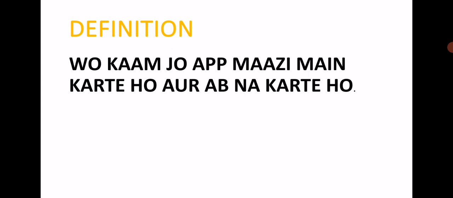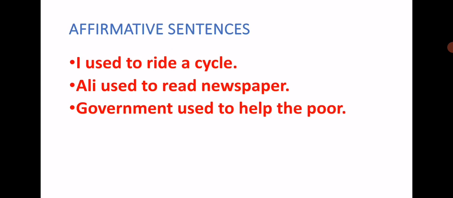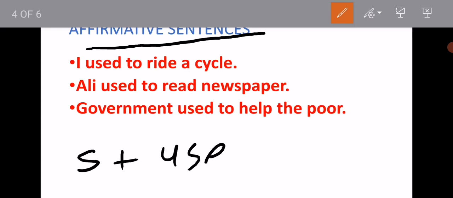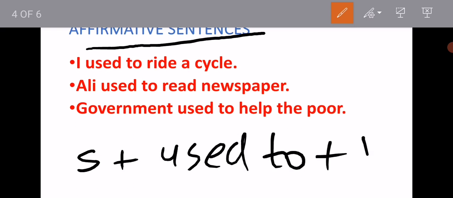Now, let's move on to the syntax. I mean, what is the formula? How does the structure develop, right? Number one, positive. Positive sentences, right? In positive, affirmative sentences, we need subject plus "used to" plus verb. Clear? So, "I used to ride a cycle." Clear? Subject "I", "used to", verb "ride a cycle".